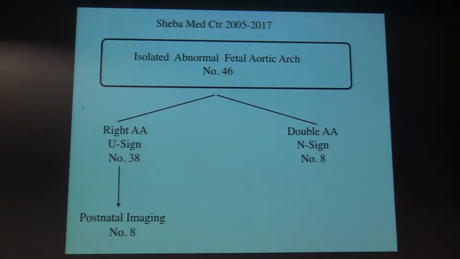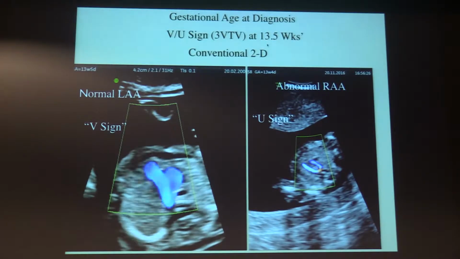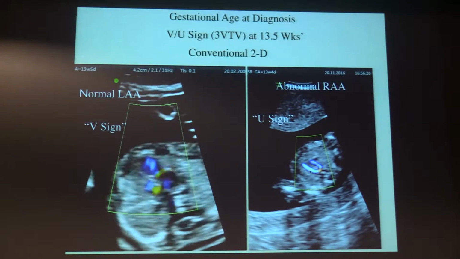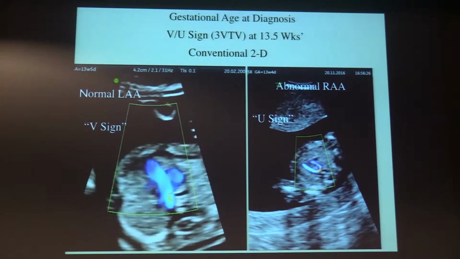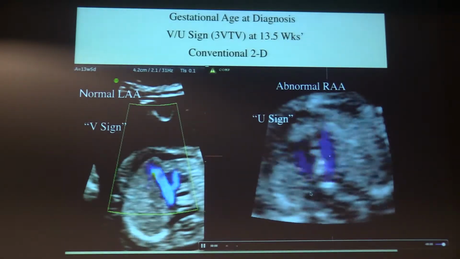Postnatal imaging: in the 38 cases, because they are not so symptomatic, we have only 8 cases, and all the cases with double aortic arch have postnatal imaging. Just to show you that the diagnosis can be made very early, from 13 weeks of gestation, in the early anomaly scan. Of course, this is abdominal. The right slide here shows the U sign, and this is the normal V sign. It's 13 weeks and 5 days, so it's very easy to see in the first trimester.